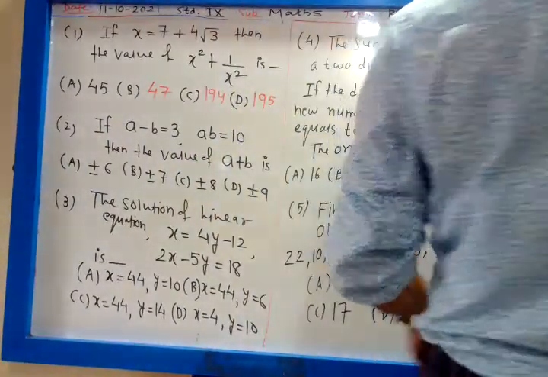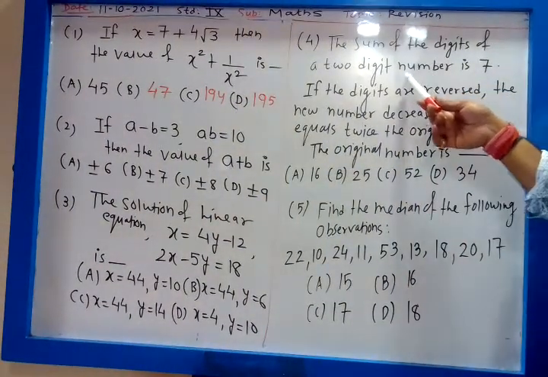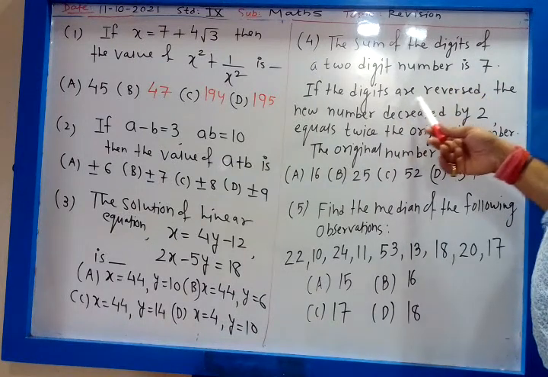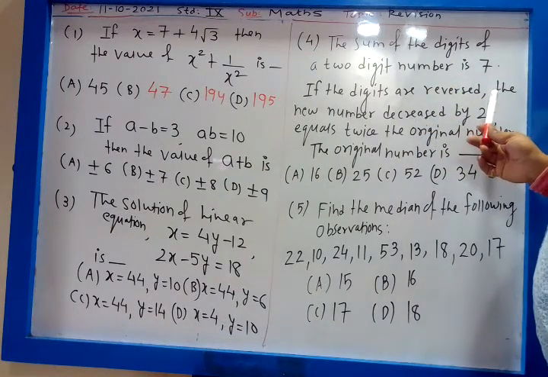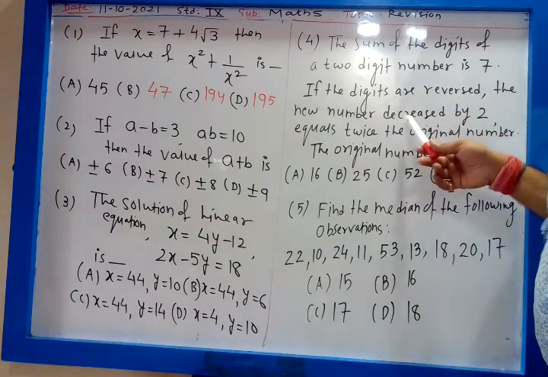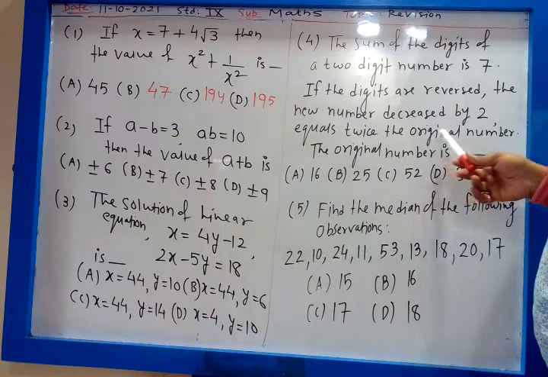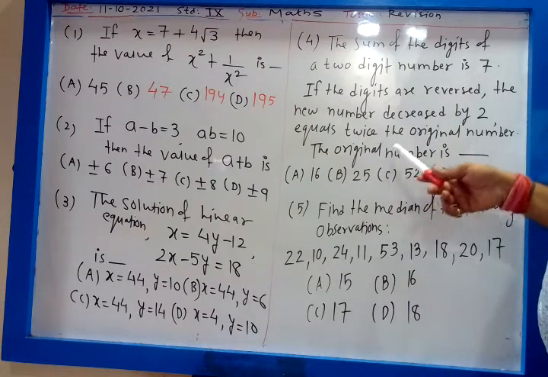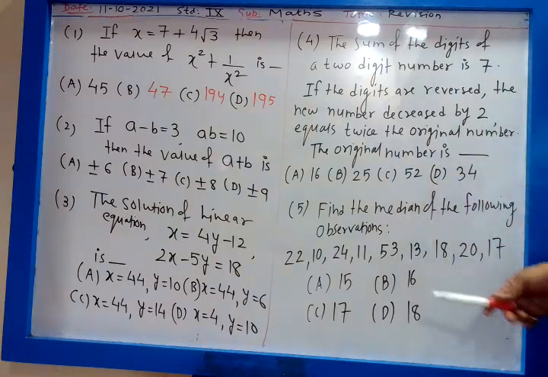Fourth question, the sum of the digits of a two-digit number is 7. If the digits are reversed, reverse means you interchange unit place and ten place, the new number decreased by 2 equals twice the original number. The original number is 16, 25, 52, 34.